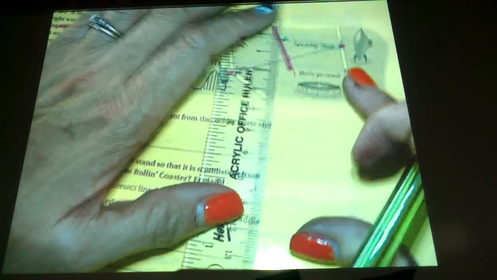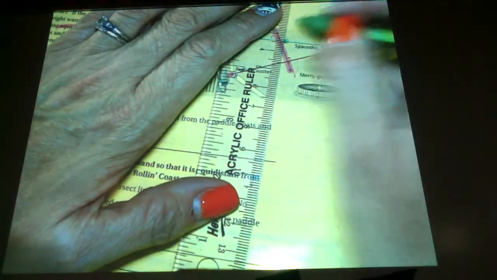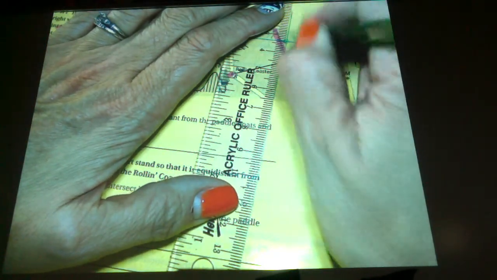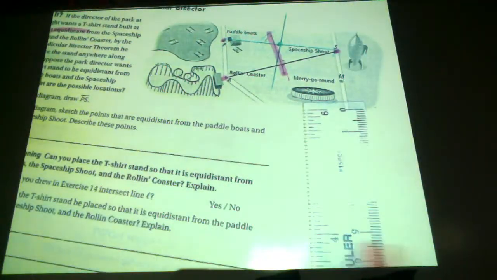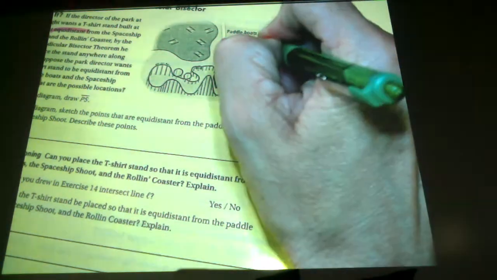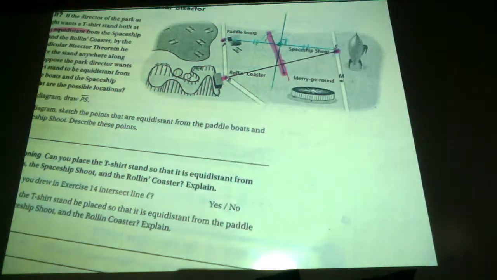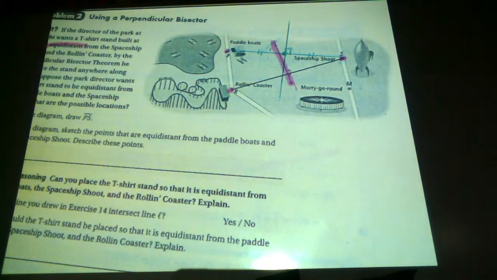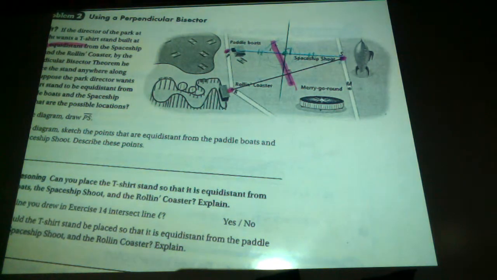And then, of course, we have to create a perpendicular bisector, a perpendicular line. But we're going to eyeball it. So wouldn't that be the line right there, give or take? That would be both perpendicular and would bisect that distance. Do you see how the 2 lines are not the same? So he has to make a choice. Either you're going to be equal distance to the paddle boats and the spaceship, or the roller coaster and the spaceship. One of the 2. But he can't have both, can he? Can he have both?